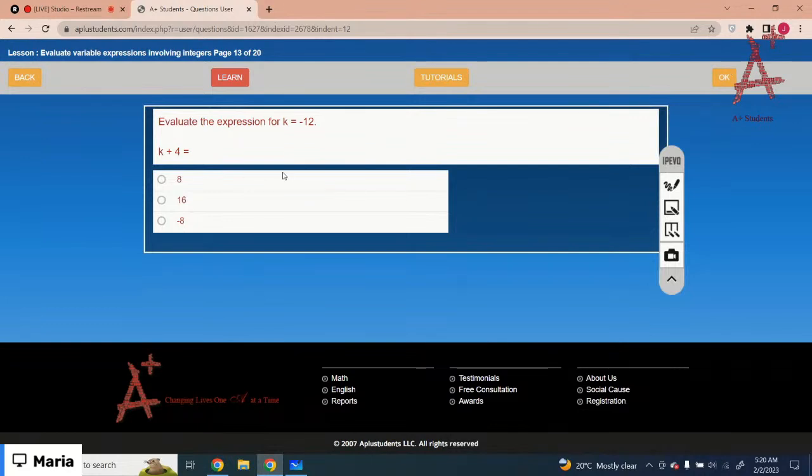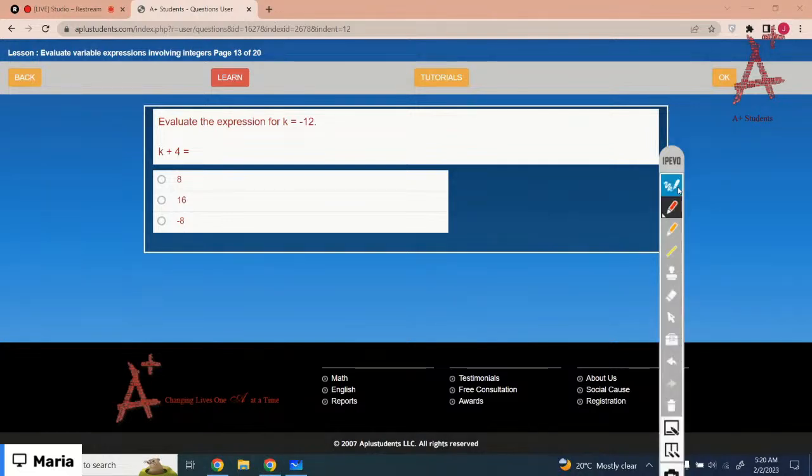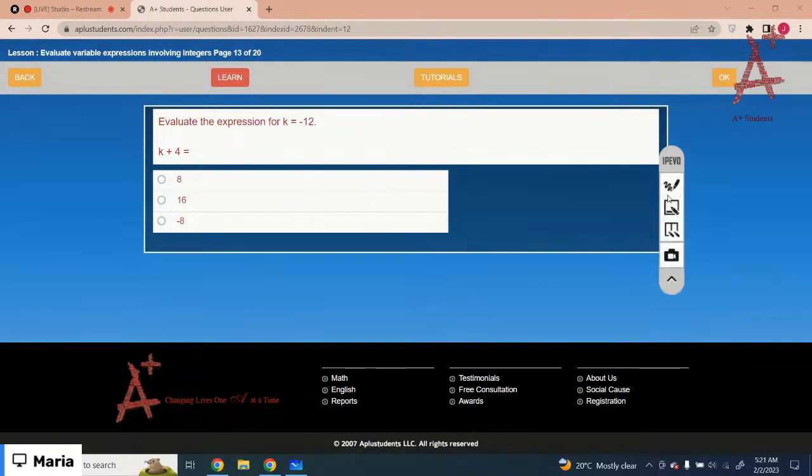Okay, the next one is k equals negative 12. So just replace the variable with the value. So it would be negative 12 plus 4. So 12 is greater in magnitude, so it would be negative 8. So the correct option is negative 8. Just select the correct option, then click on the OK button.